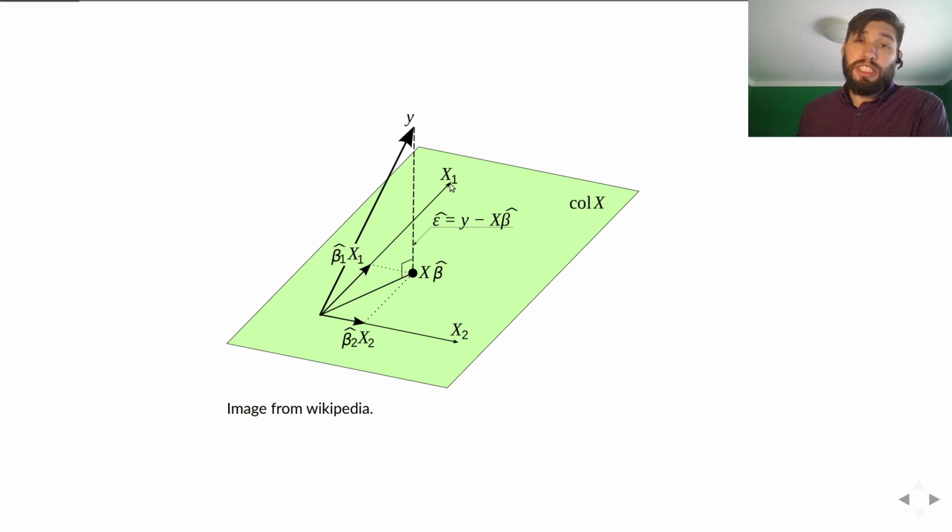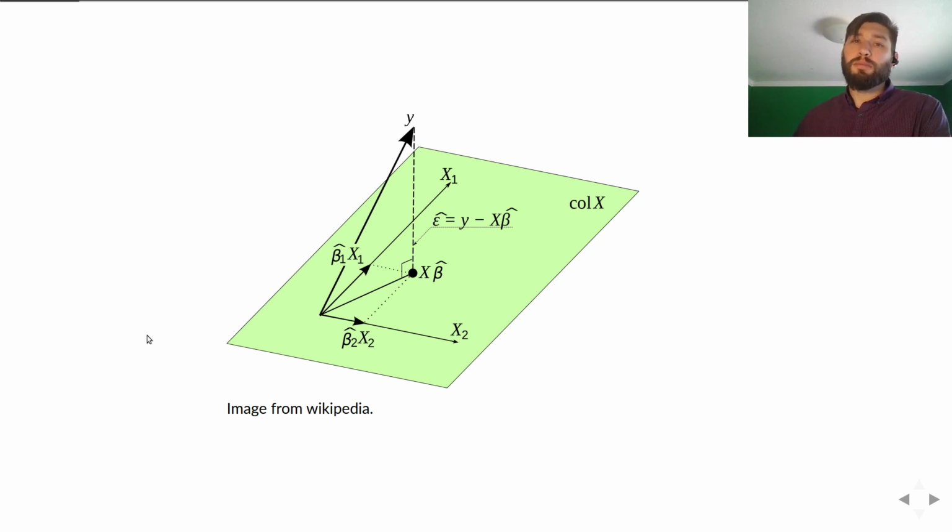So we take x1, the first column of X, and we multiply it until it gets as close as possible to y. That quantity that we multiply it by is our first coefficient, beta 1. Then we do the same for x2, and we get beta 2. Then we have this vector y hat, which is the sum of these two. That's the projection of y onto the column space of X. So that's the geometric intuition for what's going on in ordinary least squares.